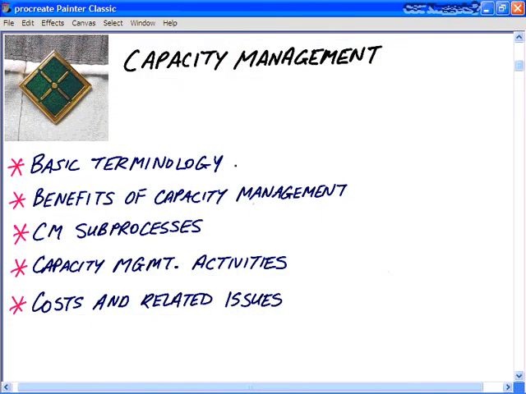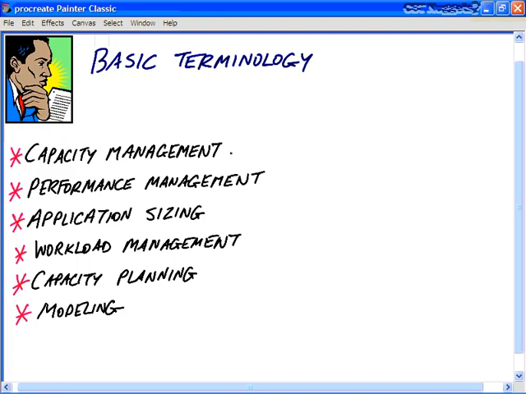In this ITIL nugget, we're going to conquer 5 key topics. First of all, we'll do what we've done before. We'll cover some basic terminology. Then we'll look at the key benefits of capacity management. We'll explore the capacity management sub-processes. We'll look at capacity management activities, and then finally, we'll finish up looking at costs and related issues as they relate to capacity management.